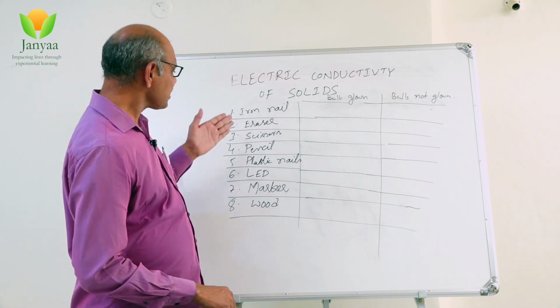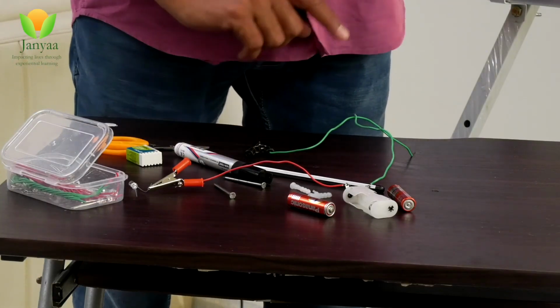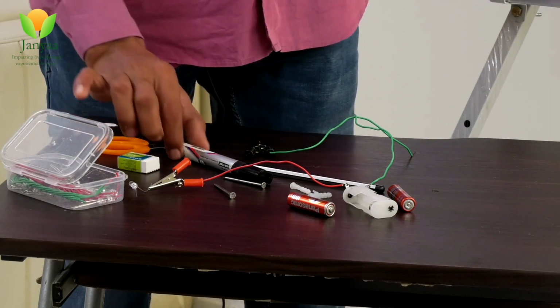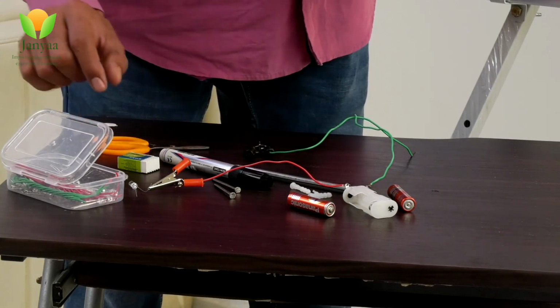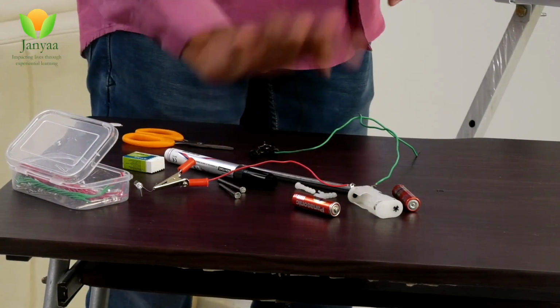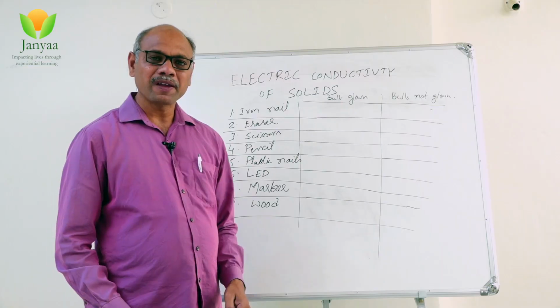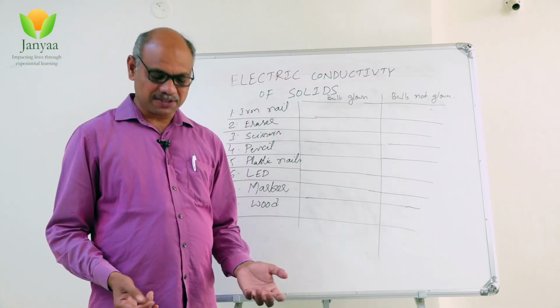So I have taken some materials here: an iron nail, an eraser, a marker pen, a pencil, scissors and plastic nails. Different things I have collected. You can check with different materials.